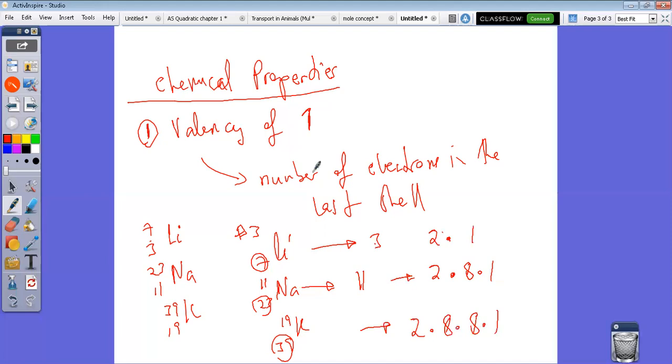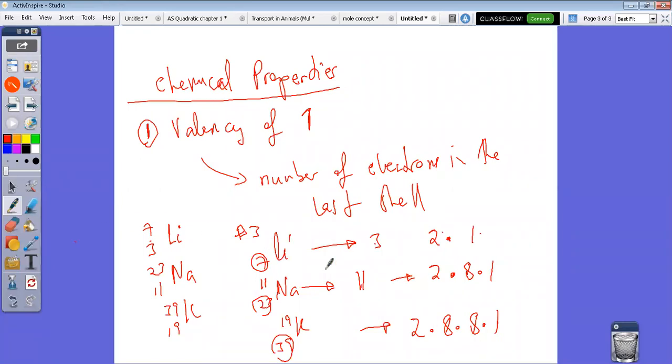So what's the valency? 1. What's the valency? 1. What's the valency? 1. So that's why I said the first chemical property, group 1 have got a valency of 1. All group 1 atoms have 1 electron in the last shell. All group 1 elements have got 1 electron in the last what? Shell. Is that making sense now, everyone? Yes, sir.